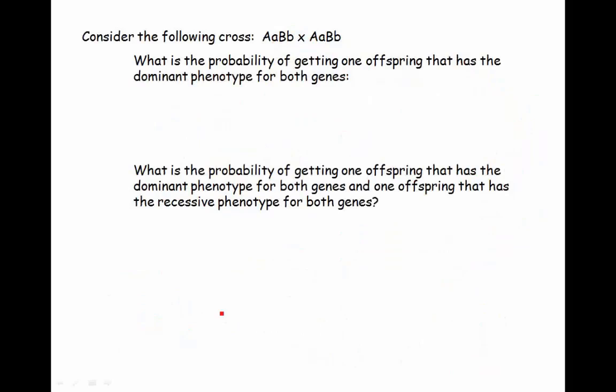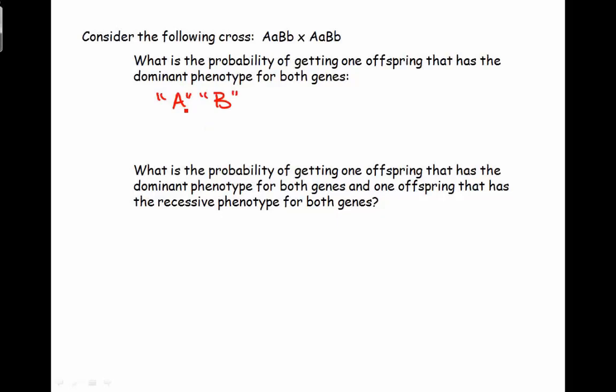So if we look at this one, slightly different type of question. We've got the same cross, and we want to know what is the probability of getting one offspring that has the dominant phenotype for both genes. So now we're actually looking for a phenotype. We want it to be dominant for both genes. So notice what we're saying is that we want it to have the dominant A phenotype, and we also want it to have the dominant B phenotype.